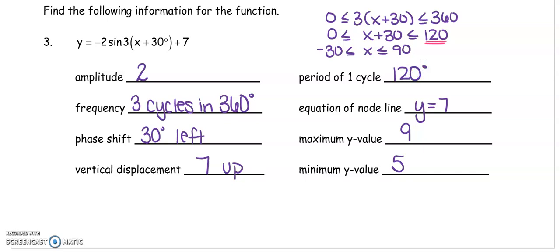Now, keep in mind, we said that our frequency was 3 cycles in 360. If we do 3 times 120, do you see how that gets us to the 360? Okay, a lot of these have things that are in common, and if you go from one piece to the next piece, they should all kind of have some kind of relationship.